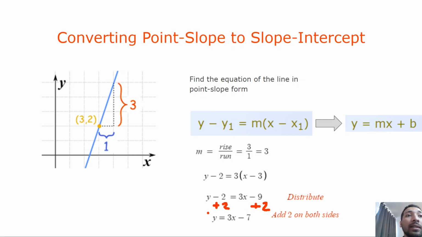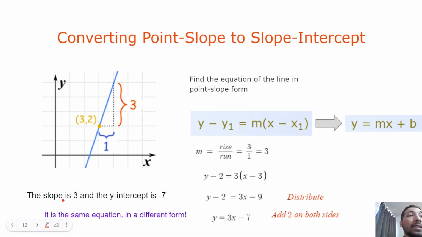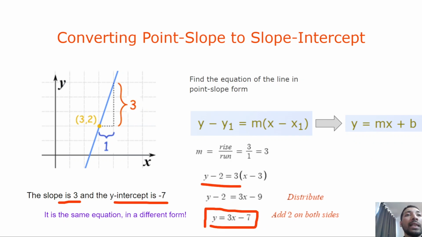You can see that these 2 cancel out from the left side and we get 7 on the right side. So y equals 3x minus 7 is the slope-intercept form. From here, we can see that our m is 3 and the y-intercept is -7. So it's the same equation, but in a different form. So remember, these two equations are basically the same equation.